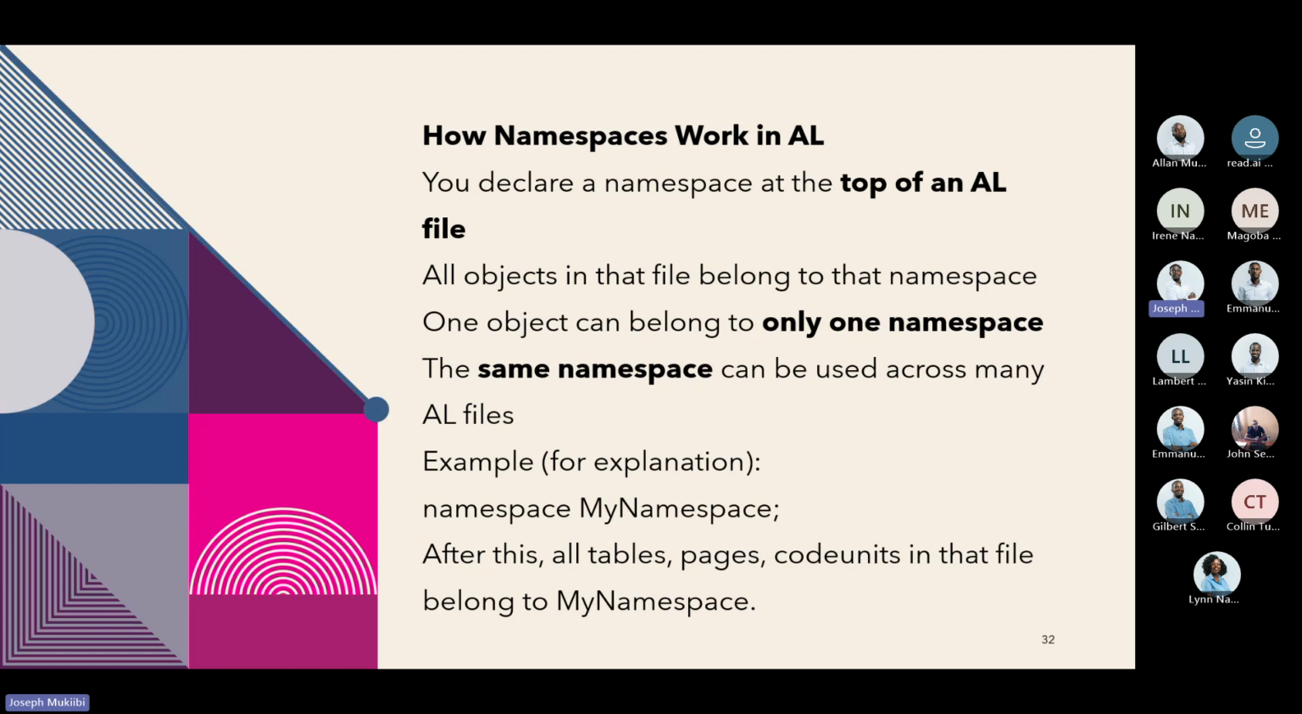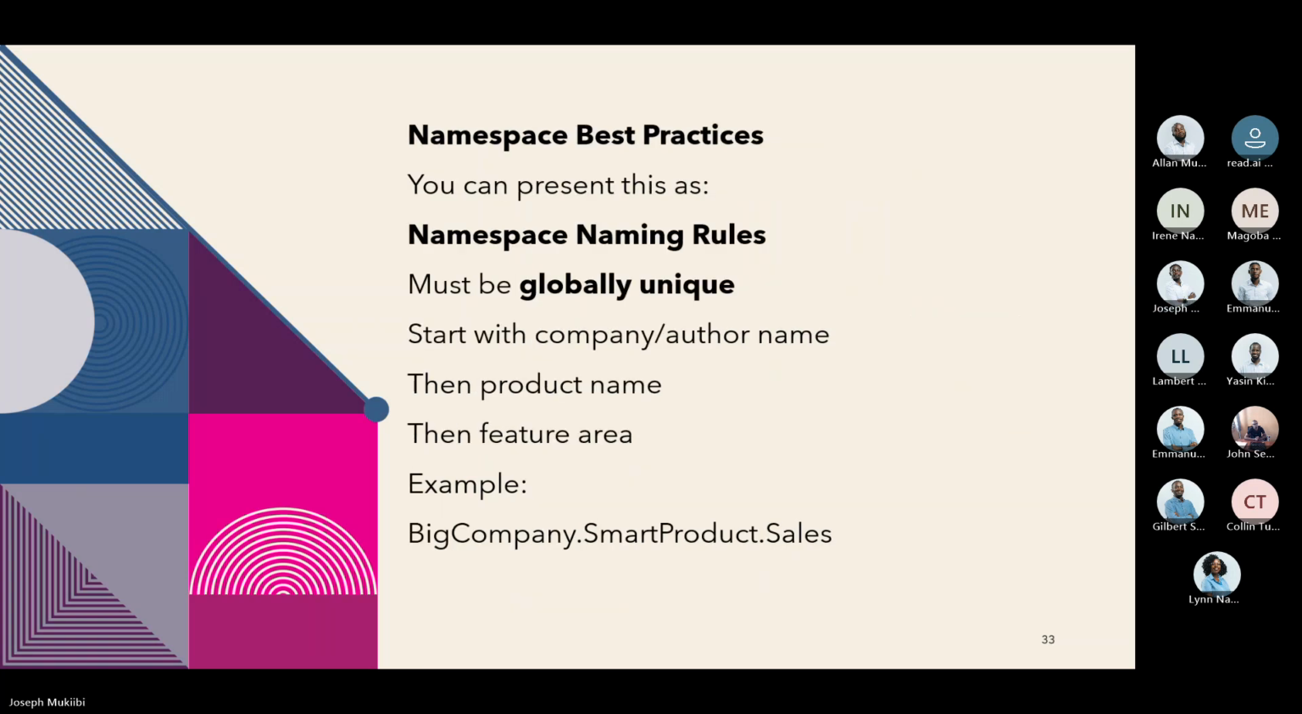So after this, all tables and pages and codeunits in that file belong to that namespace. I just put some of the examples that they put in the documentation. So the namespace best practices, like the naming, you can present your namespace like this. The namespace naming rules must be global and unique, starting with the company or author, then the product name, then the feature.